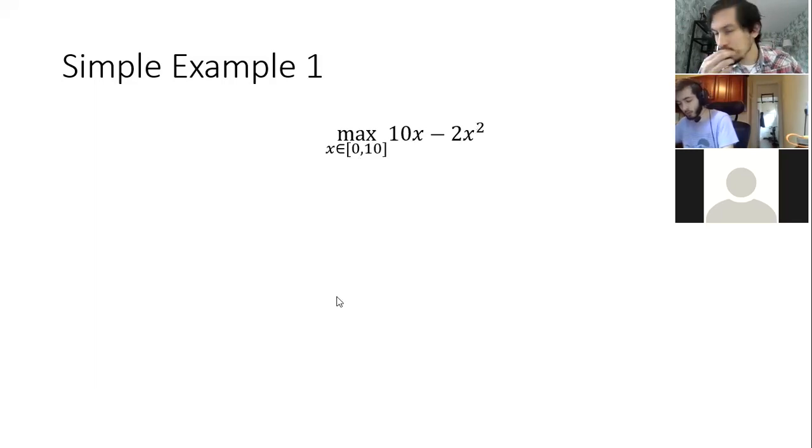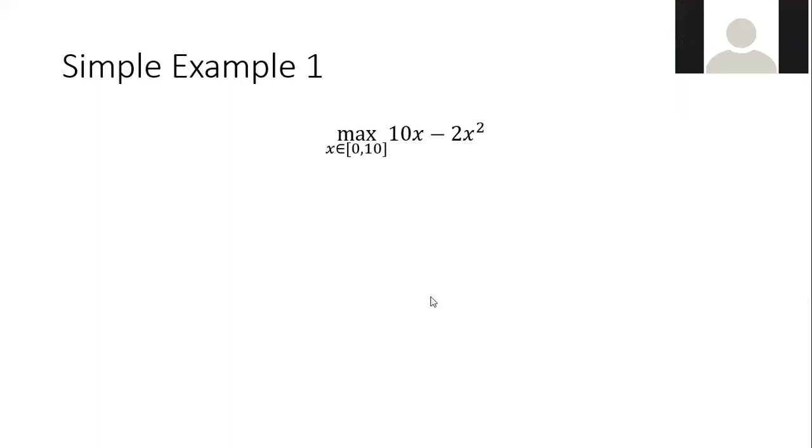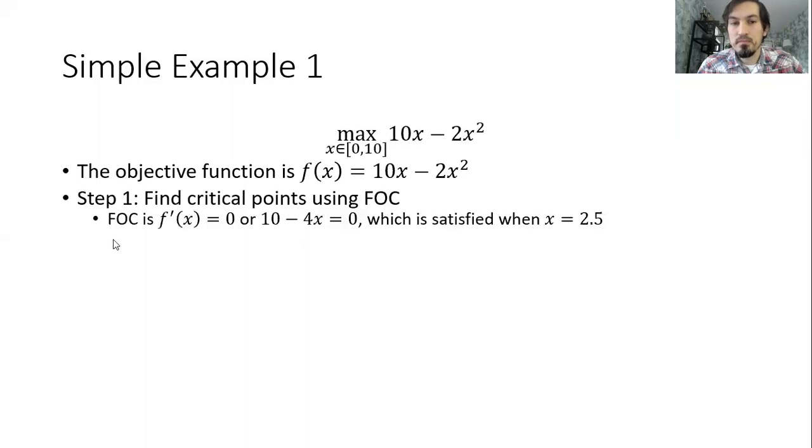Anybody have an answer? 10/4. That's 2.5, right? Yes, that is correct. Good answer. Who said that? Jonathan? I can't tell who said that. Yes, it was. All right. So you did what I said, right? You took the derivative, set it equal to 0, and then you do this. The derivative of this function is 10 minus 4x. Set that equal to 0. That's satisfied with 2.5.